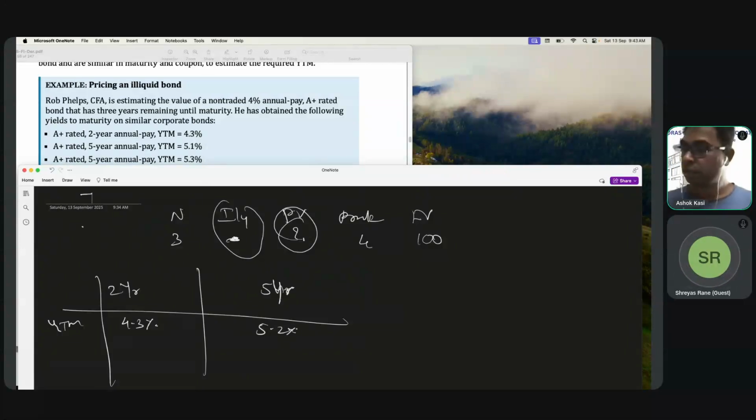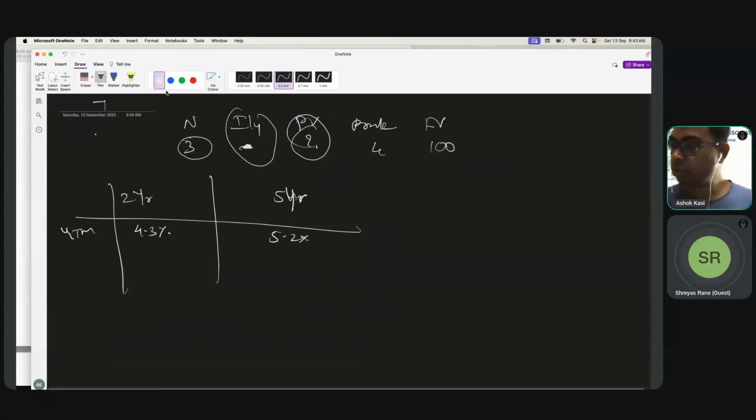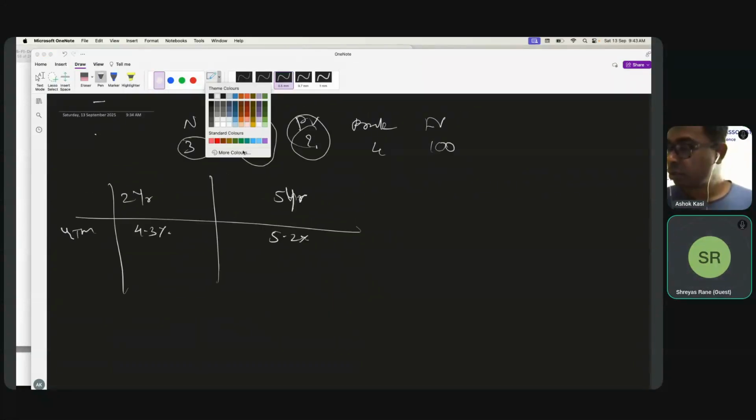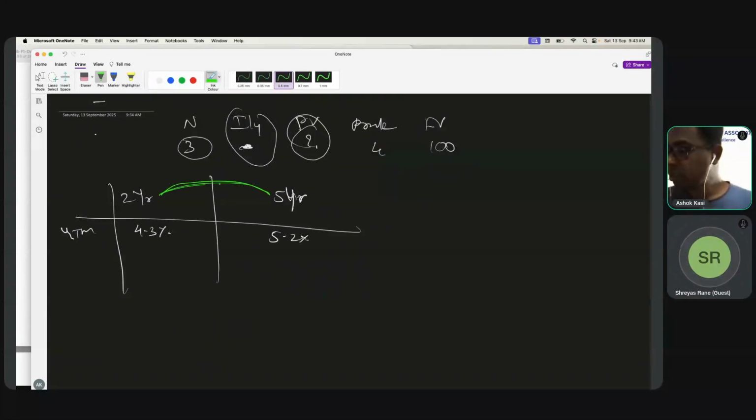Yes. Now we want to find out the YTM for the 3-year bond. How will we find it out? That is the only question. Just proportionately, see. From 2 years to 5 years, which is 3 years, it is increasing by 0.9 percentage. So in 3 years, it is going up by 0.9 percentage.